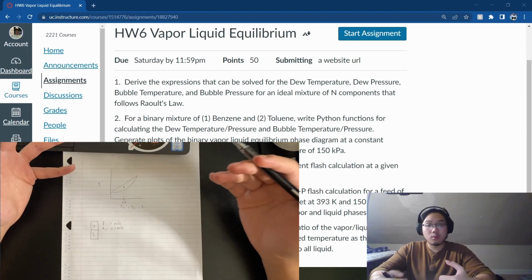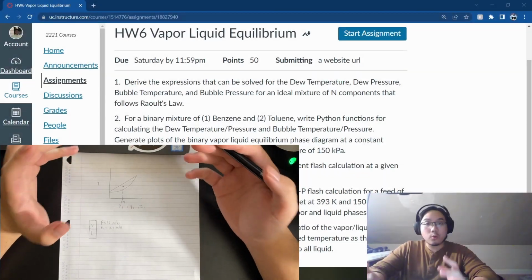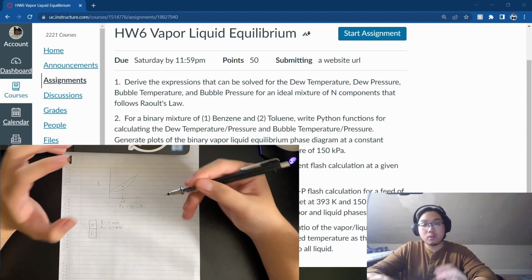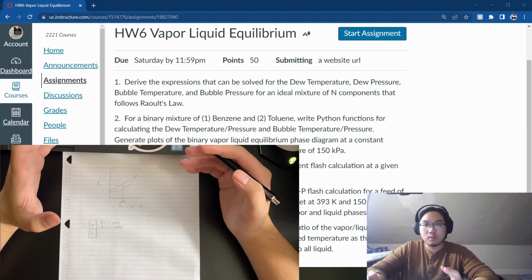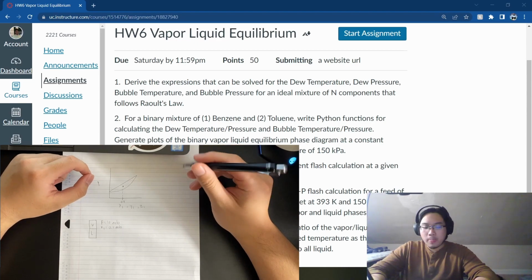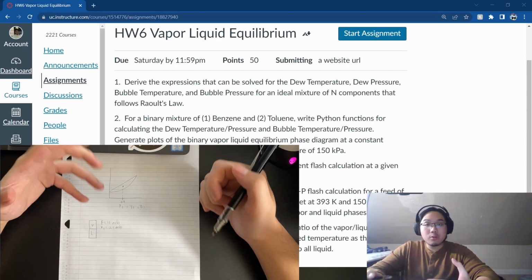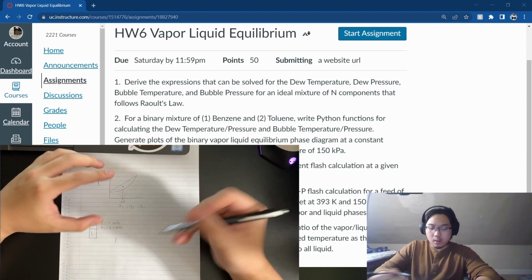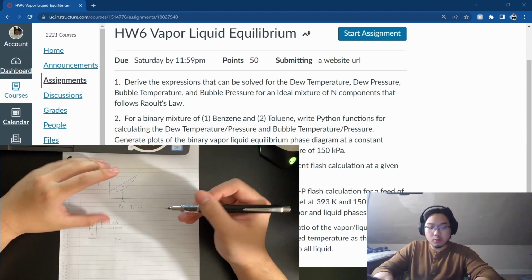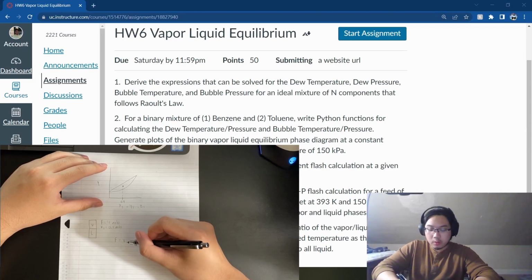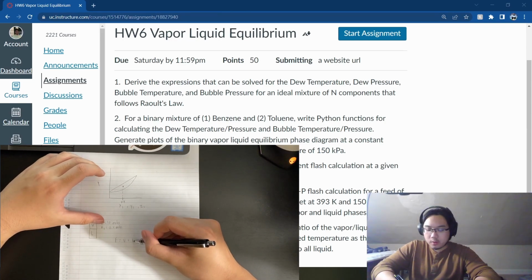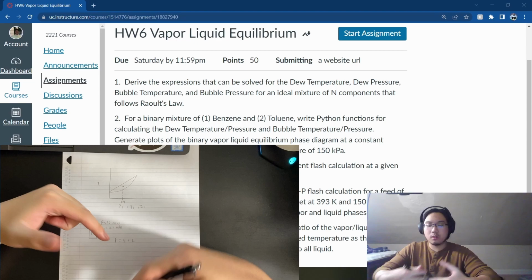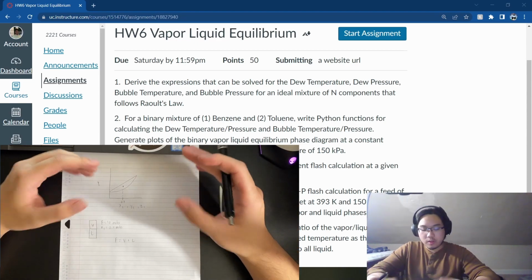So what are these balances? Well, we can do an overall balance for everything here. We know that there's 10 moles total of benzene and toluene, right? So the total amount of moles must equal the amount of moles in the vapor phase plus the amount of moles in the liquid phase. So this is going to be our overall balance of everything.